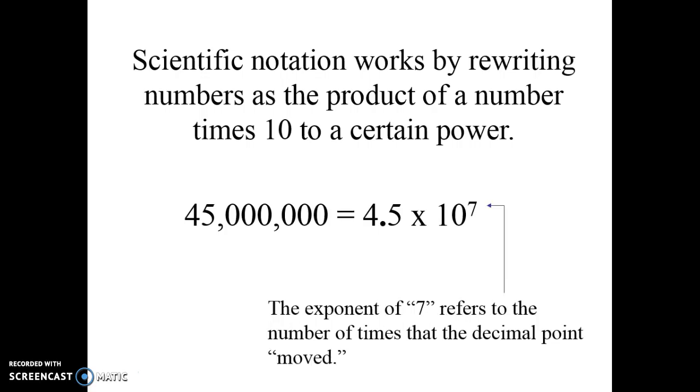You may have also noticed that the exponent of 7 in this case refers to the number of times that the decimal point was moved. So when we started this problem, the decimal was at the end. But when we ended it, it was between the 4 and the 5. So if I were to count how many times I moved it, 1, 2, 3, 4, 5, 6, 7, that is the same as the exponent in my power of 10.